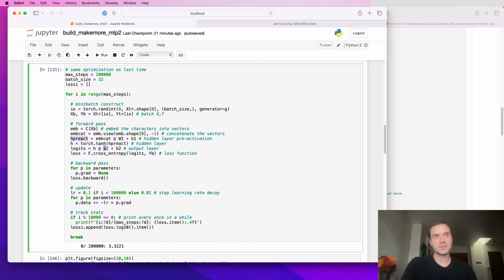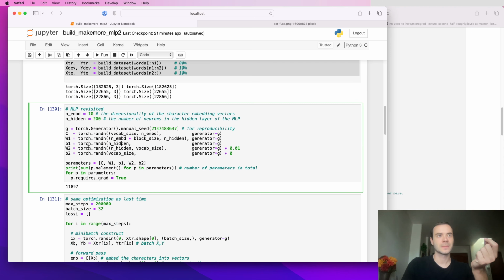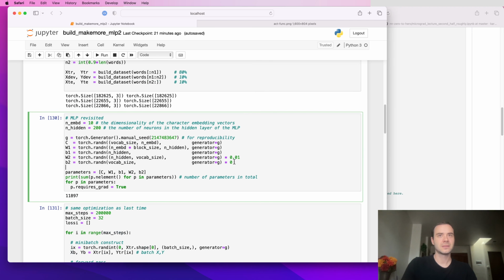Well, H pre-activation is mcat, which comes from C. So these are uniform Gaussian, but then it's multiplied by W1 plus B1. And H preact is too far off from 0, and that's causing the issue. So we want this pre-activation to be closer to 0, very similar to what we had with logits. So here, we want something very, very similar.